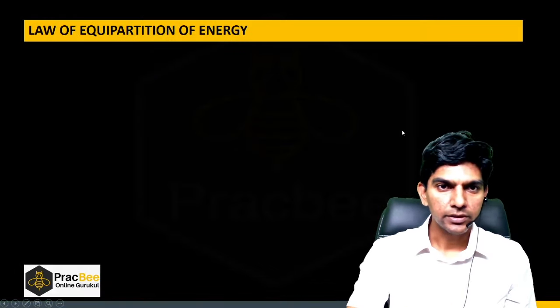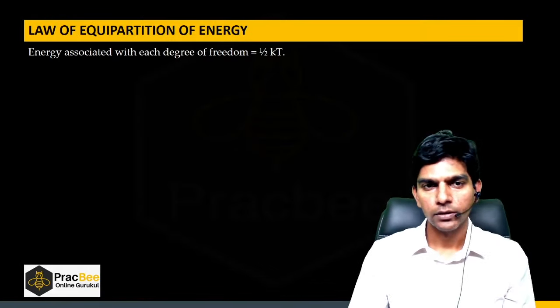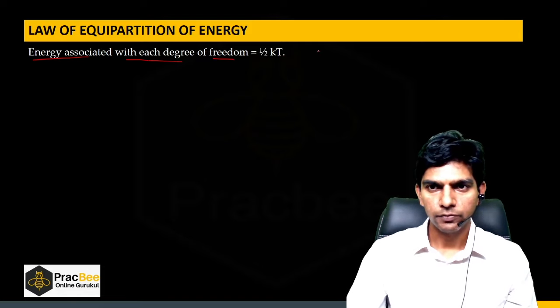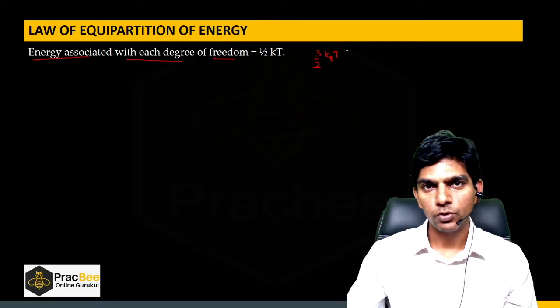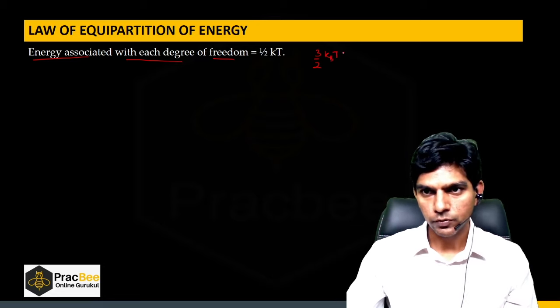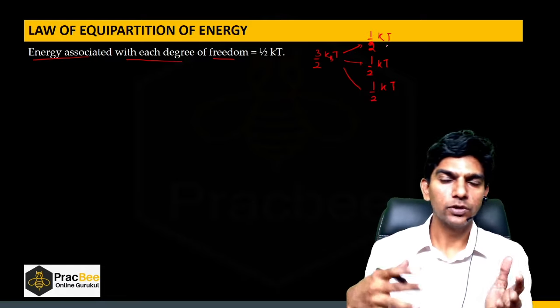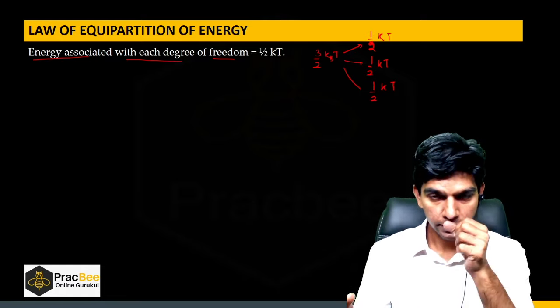So the next concept is the law of equipartition of energy. According to this law, the energy associated with each degree of freedom is 1 by 2 kT. If you remember, we have seen the average kinetic energy is 3 by 2 kBT. For a monatomic gas molecule, it has 3 degrees of freedom. So half kT will go to the first degree of freedom, half kT to the second, and half kT to the third. So for different degrees of freedom we have the same energy, right?